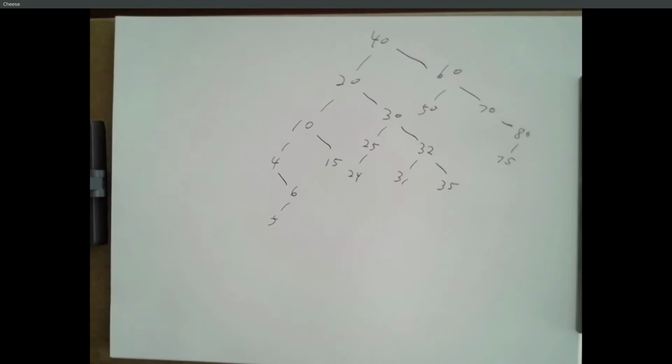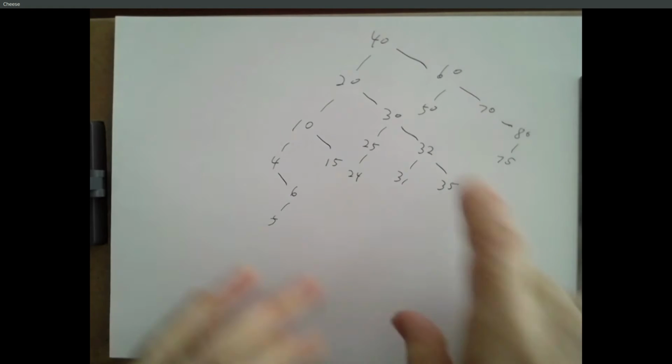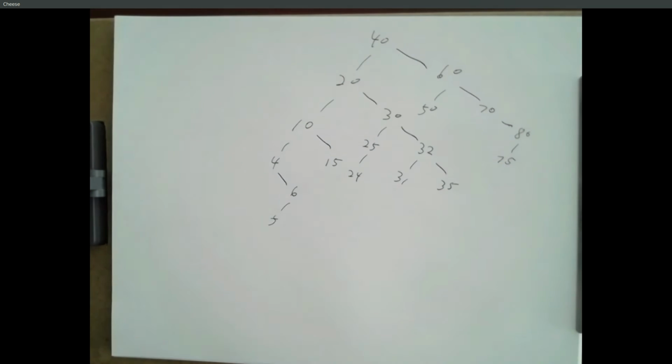So, here's a hopefully valid binary search tree, if I didn't make any mistakes. How do we know it's a binary search tree? Everything on the left of a node should be smaller than the node, and everything on the right should be bigger. And I think I've adhered to that correctly.